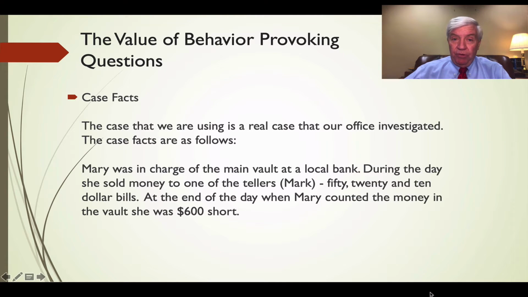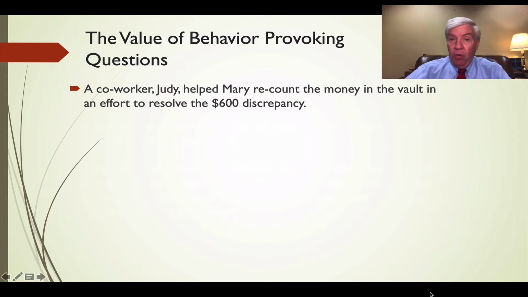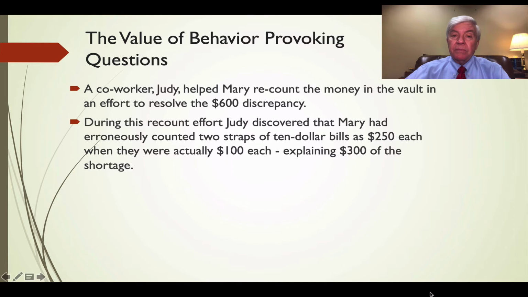So in the case that we're going to examine, let me give you the case facts so the questions and answers will be in context. Our two subjects are Mary and Mark. Mary was in charge of the main vault at a bank. During the day, she sold money to Mark, a teller, 50s, 20s, and $10 bills. At the end of the day, when Mary counted the money in the vault, she was $600 short. A co-worker, Judy, helped Mary recount the money in the vault in an effort to resolve the $600 discrepancy.